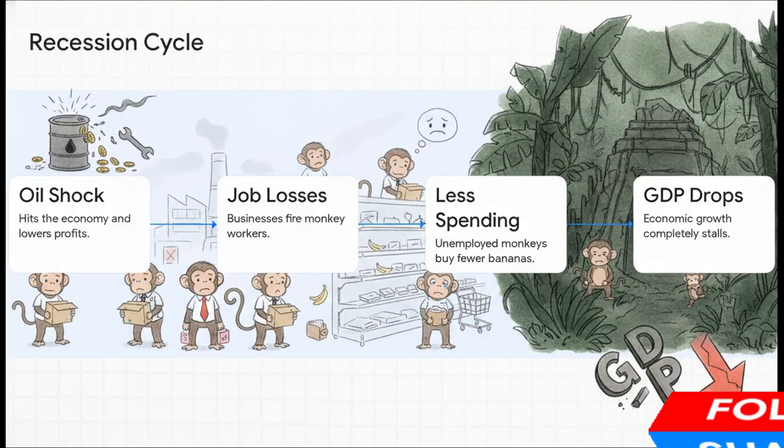These supply shocks and trade wars frequently trigger a vicious downward cycle. Picture this: an oil shock hits the economy. Businesses immediately make less profit. So to cut costs, monkey workers get fired. Those unemployed monkeys then spend far less money at the stores. As a result, the gross domestic product drops. This leads us directly into a terrifying jungle recession, where economic growth completely stalls out.